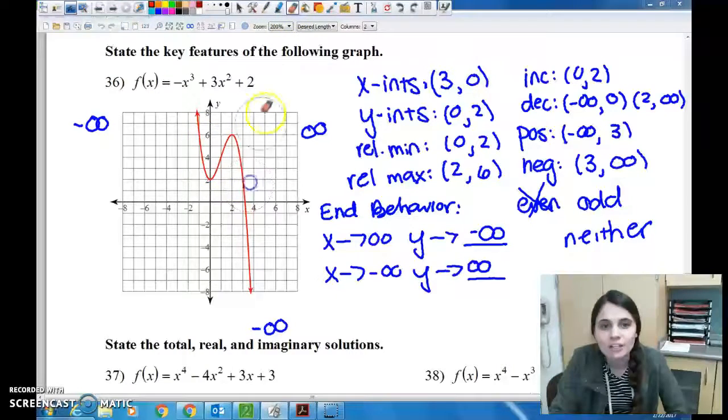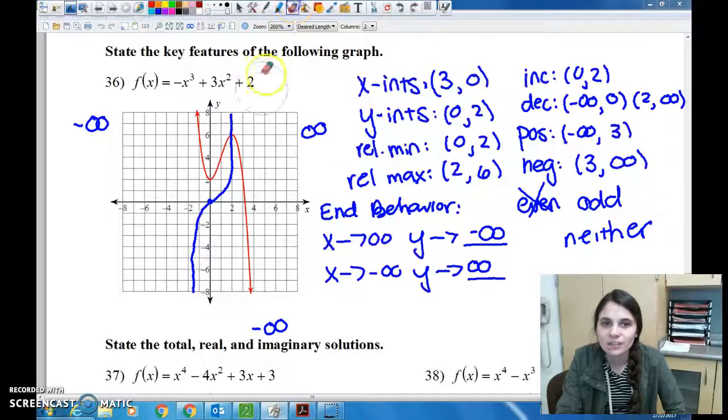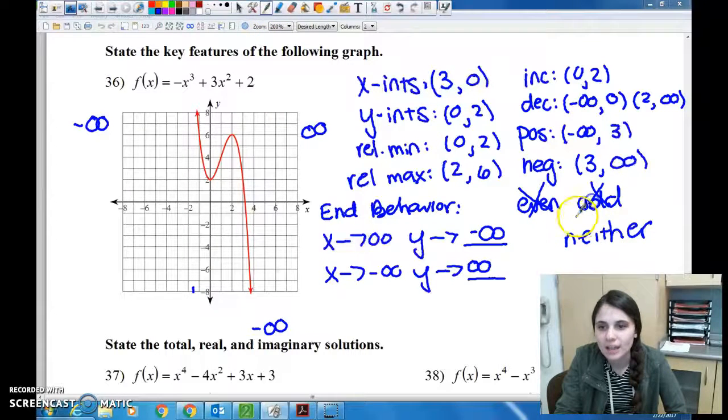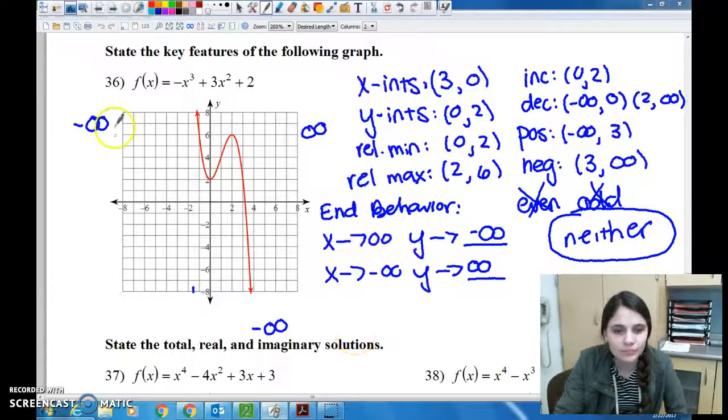An odd graph is a graph that we could take and rotate around this axis, and then it would be rotated 180 degrees and be the same. So for example, if we had a graph that looked like this, this is the graph of x cubed. If I take this part and flip it 180 degrees, it would land right on this part. So that would make it odd. But that's not true in this case either. So if it's not even and it's not odd, then it has to be neither. So we would say this is neither.